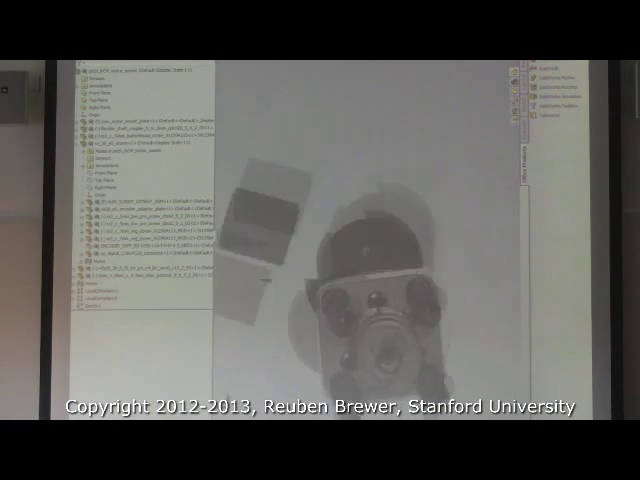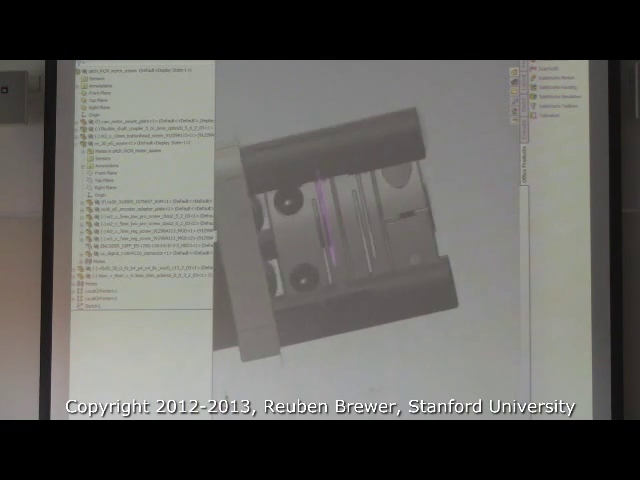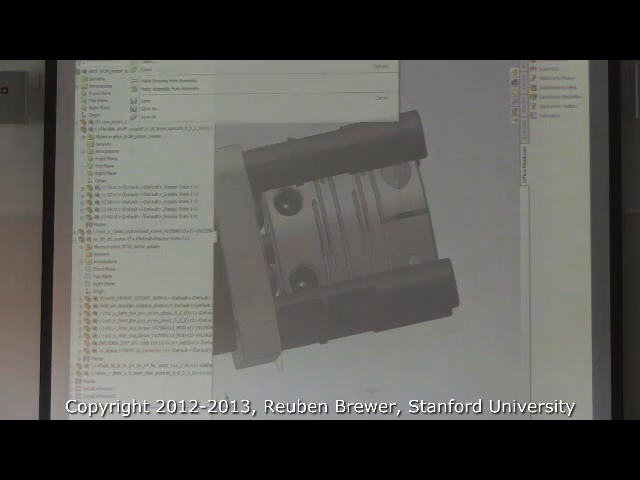Now let's take a look at this motor. See this? Remember I showed you this? This is a helical shaft clamp. So what this does, let me come back here for a sec.